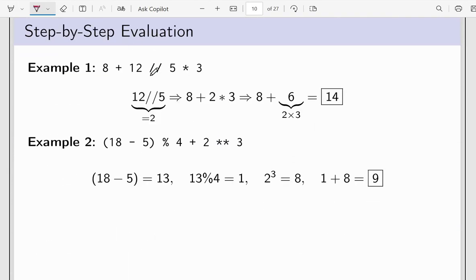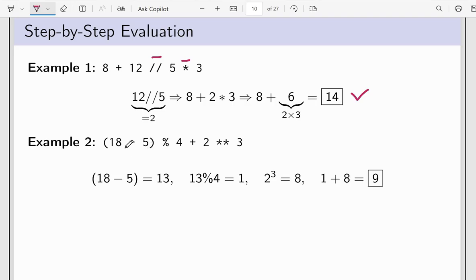Okay, how will you evaluate? Example number 1: 8 + 12 / 5 * 3. See that the operators / and * have the same precedence, the same hierarchy, so we will solve from left to right. 12 divided by 5, the answer is 2. Then 8 + 2 * 3, it will give you 3 times 2, 6. Then 8 + 6 equals 14.